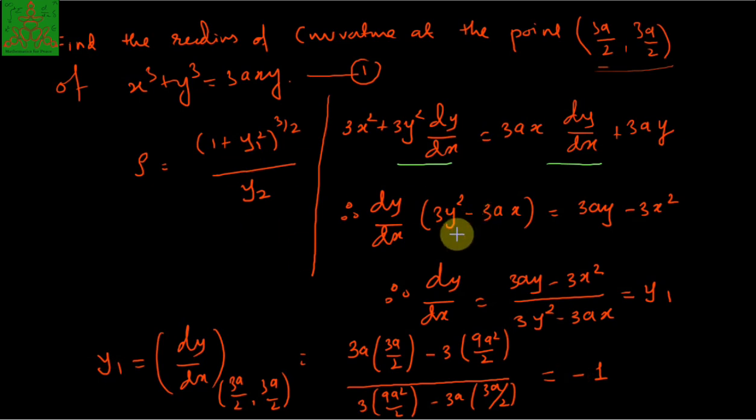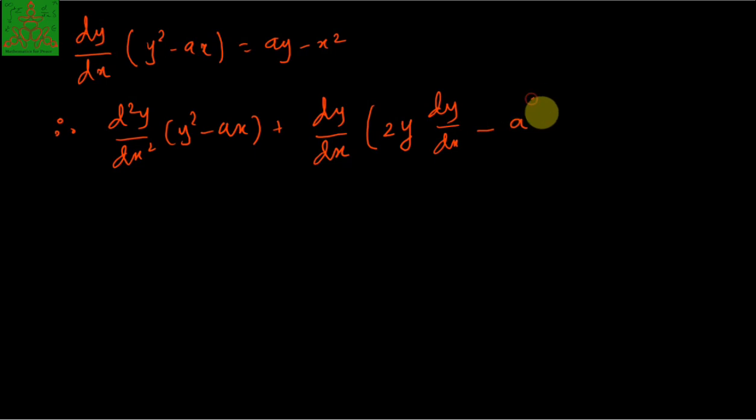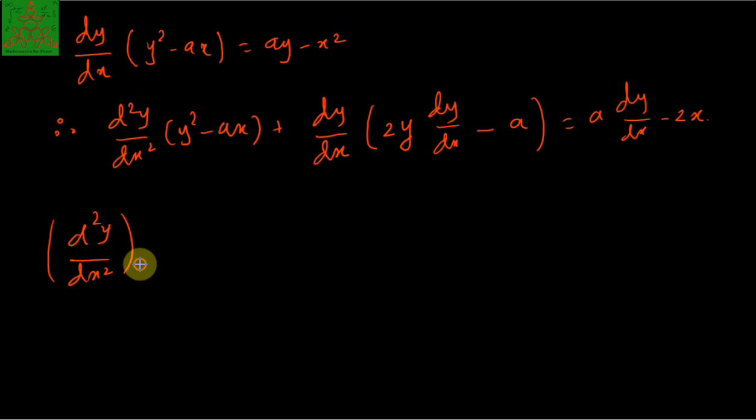Now to calculate y2, we are differentiating this equation again. I call this equation 1. If I differentiate equation 1 with respect to x again, we have y2. Let us write down first what the equation is: dy by dx into y square minus ax equals ay minus x square. So d square y by dx square, by taking the derivative of this quantity as it is, plus dy by dx times (the derivative of y square, which is 2y into dy by dx) minus a, equal to a into dy by dx minus 2x.